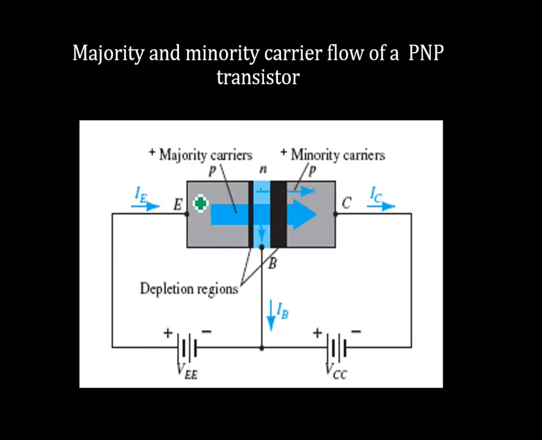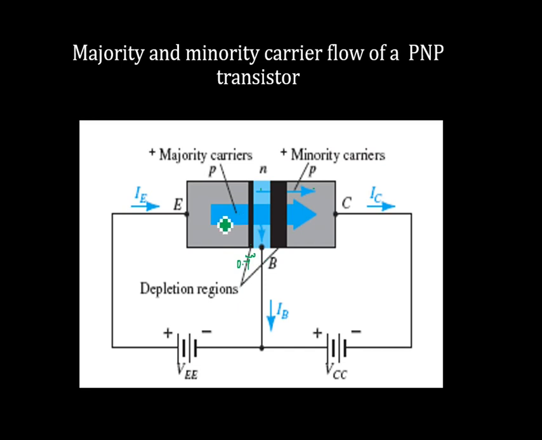So the conduction is because of the majority carriers, since this emitter base junction is forward biased. So the width of the depletion region is very less here. We have just the knee voltage across the depletion region. If it is a silicon transistor, it is 0.7 volts.